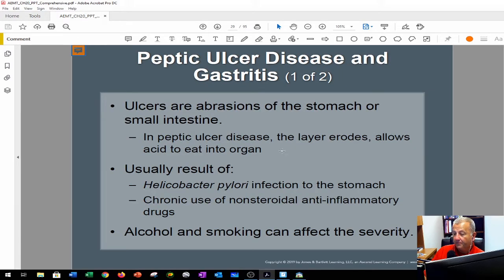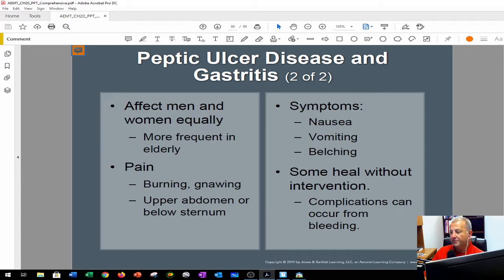Peptic ulcers. So that's where there's a lot of acid there in the stomach, and it's just way too acidic sometimes, and it starts actually eating into the organ. And sometimes alcohol and smoking can increase your chances for these things. So peptic ulcer disease affects men and women pretty much 50-50.